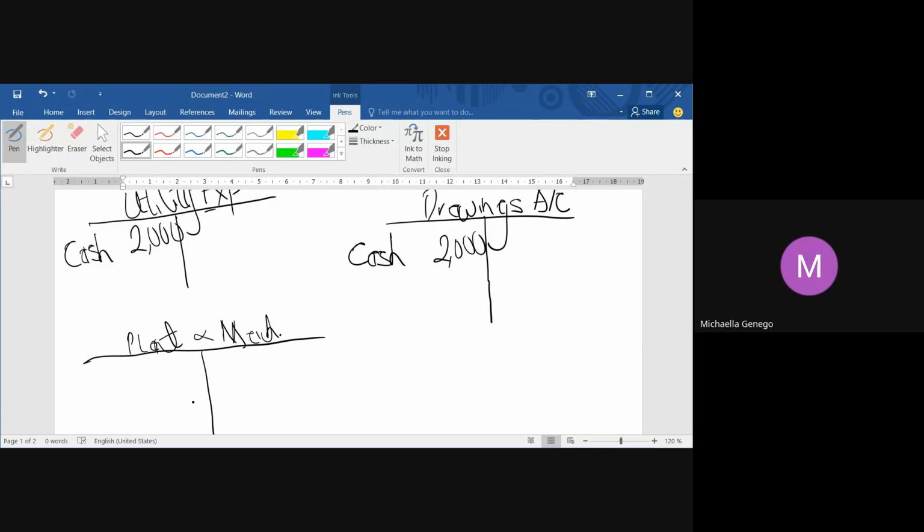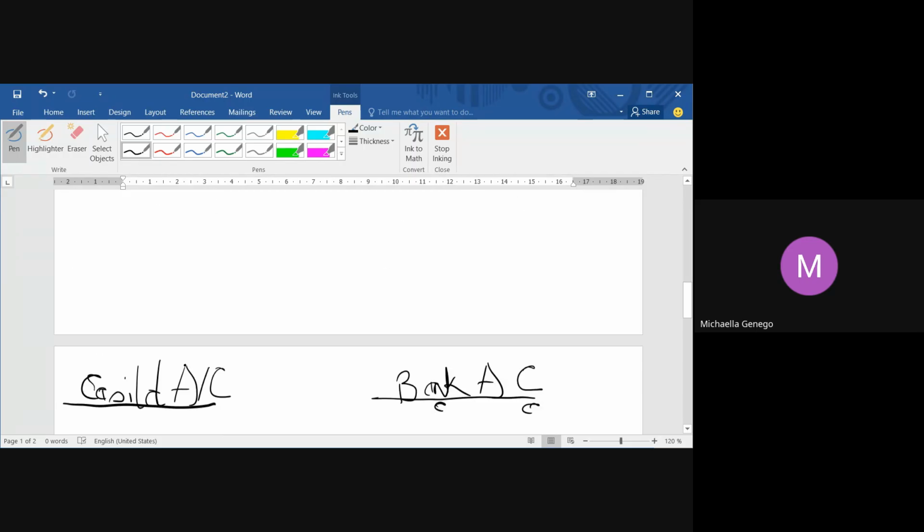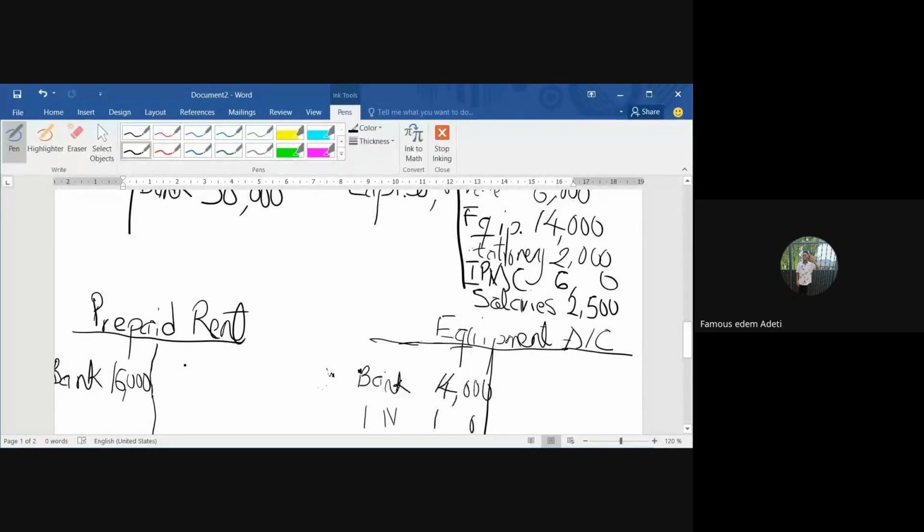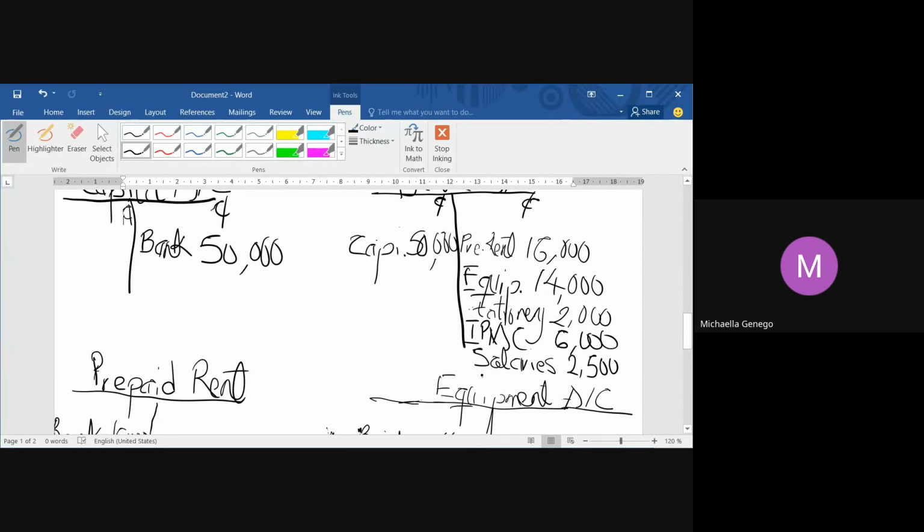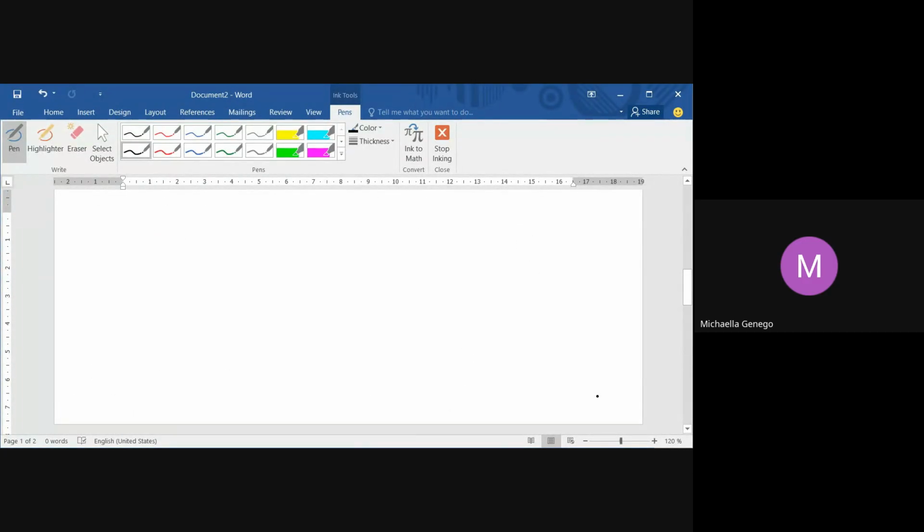So we are debiting plant and machinery with the check, which is bank, 15,000. The corresponding entry. Are you getting it? Yes, madam. Plant and machinery, 15,000. Then it goes ahead to say that, and the check, agree to pay the balance in 30 days.